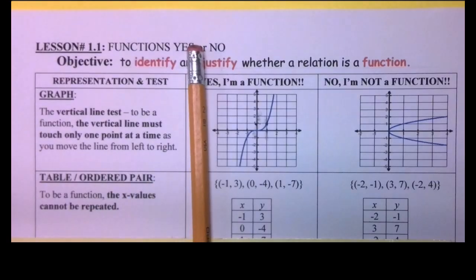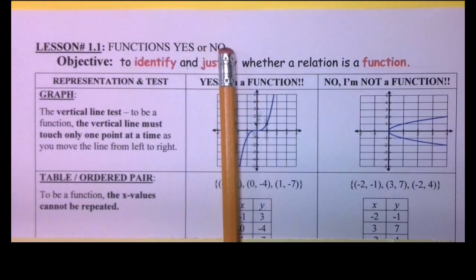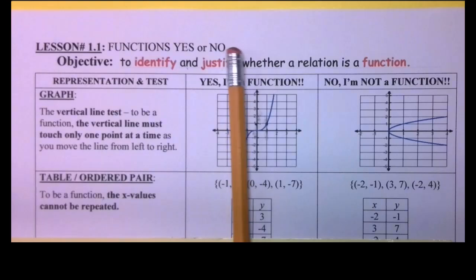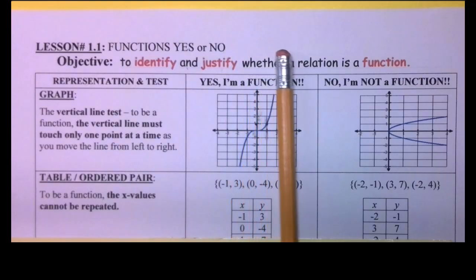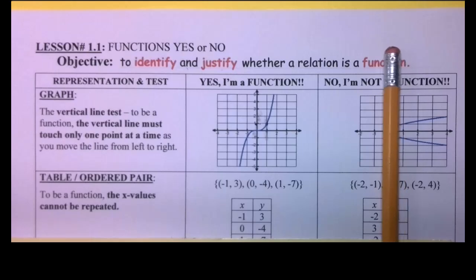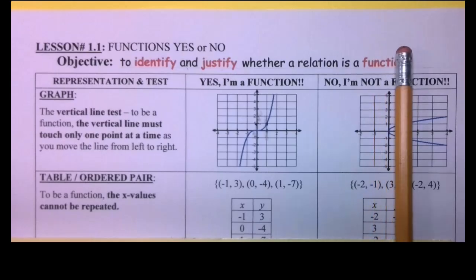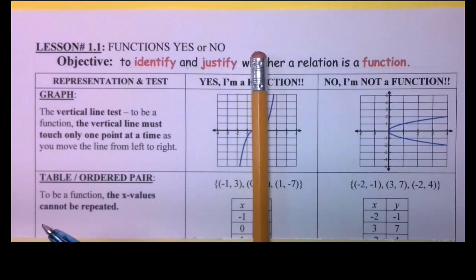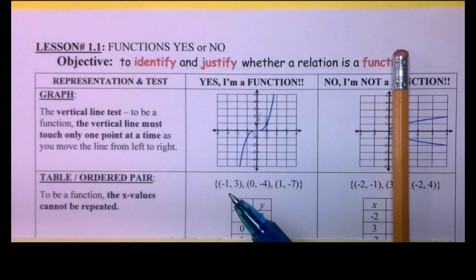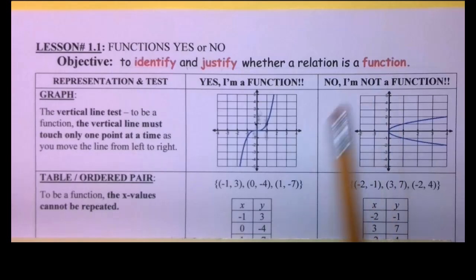So if you take your pencil and you move from left to right and you're only touching one point at a time, that means it is a function. Compared to this one, if I move from left to right, what's happening, I'm touching 2 points at the same time. So that means this is not a function. So if it only touches 1 point, yes, it's a function. If it touches 2 or more points, not a function.